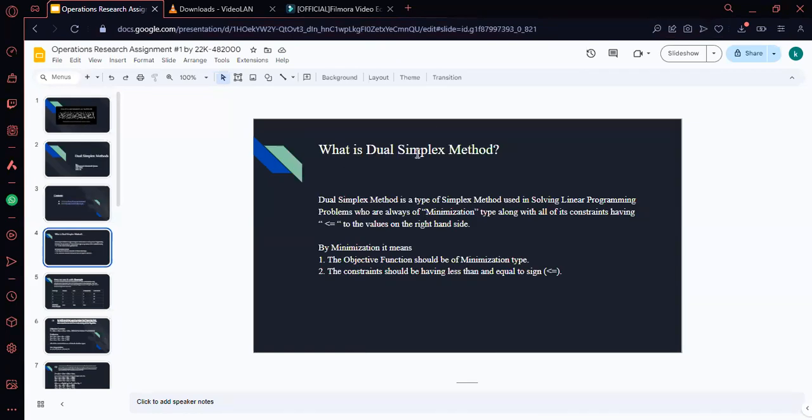So first we will discuss what the dual simplex method is. The dual simplex method is a type of simplex method used in solving linear programming problems which are always of minimization type, and minimization representation is given by the less than or equal to sign in its constraints. The constraints have a less than or equal to sign. It is also given that the objective function discussed in this slide should be of minimization. If it is of maximization, we will look into it further. But for now, do remember that the objective function should be of minimization type, and the constraints should have a less than or equal to sign.